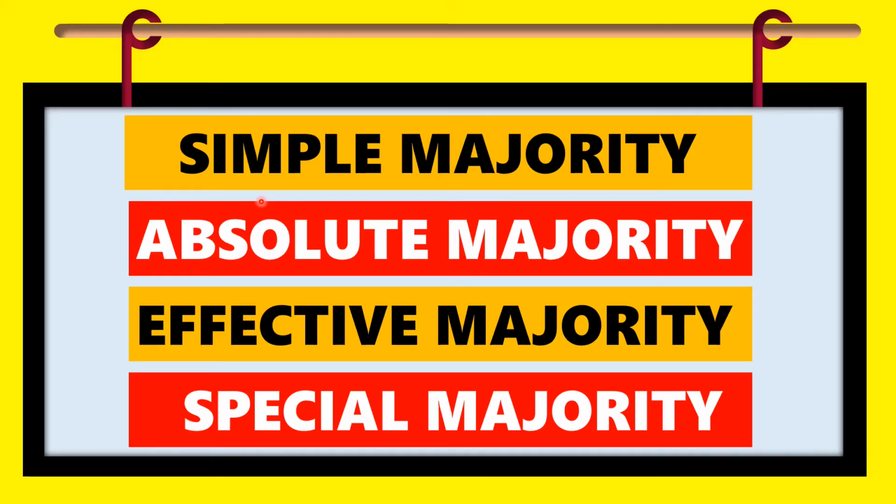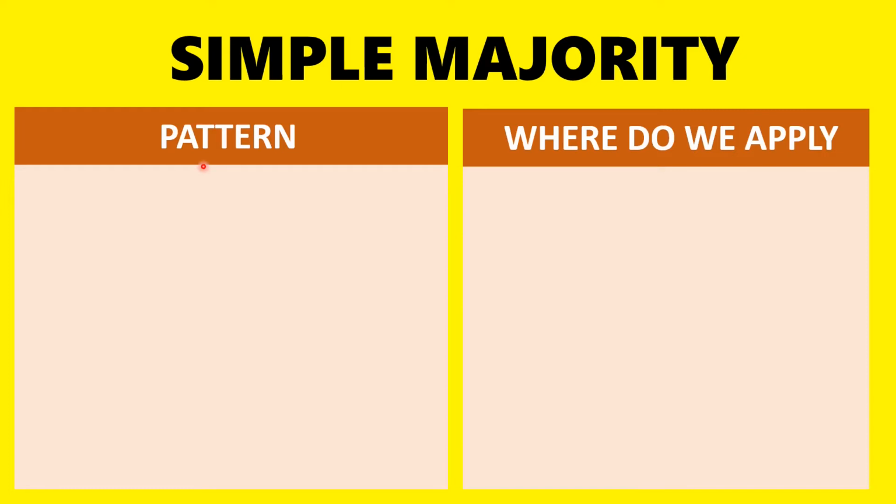There are four types of majorities under the Indian Constitution. So today we'll be discussing these four: that is simple majority, absolute majority, effective majority, and special majority. Now let's start with the first, that is the simple majority.